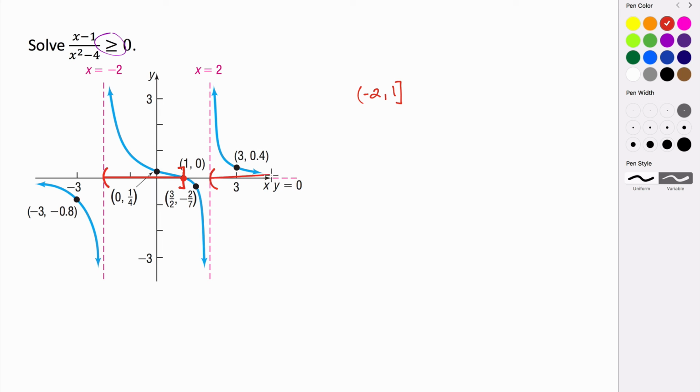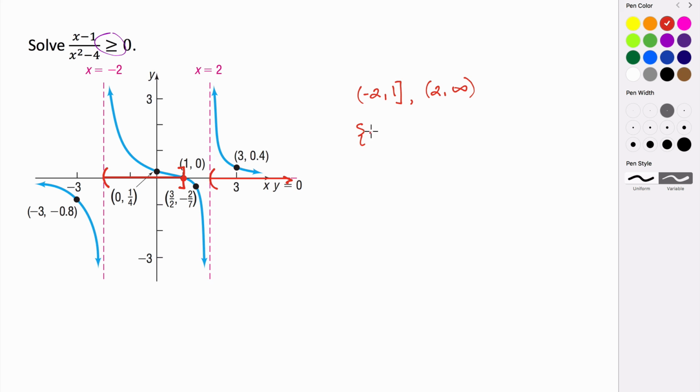So it's everything to the right of our vertical asymptote there, which goes from 2 all the way to infinity. So in interval notation, that would be from 2 to infinity. So those are the two intervals that are part of our solution set.